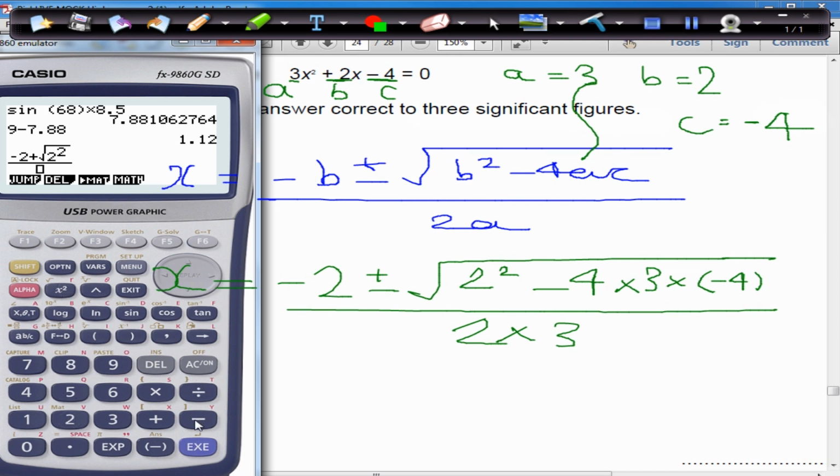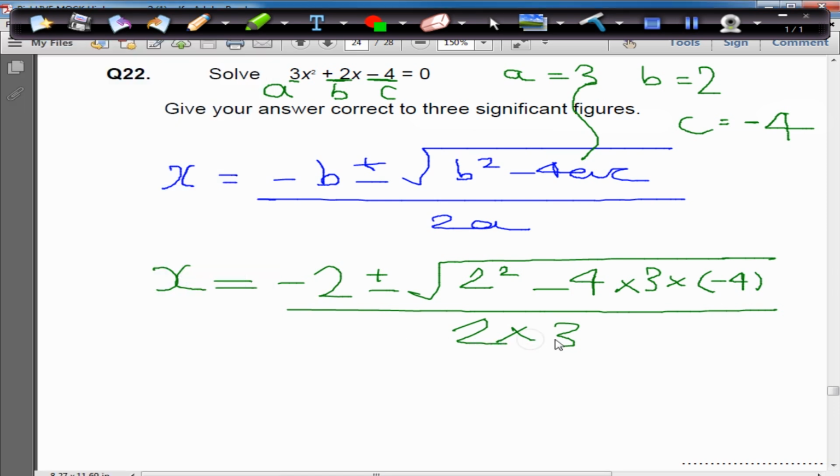2 squared. Take away 4 times 3 times little brackets now. Put the little baby minus in there, and the 4. Close the brackets. Are you happy with the top line now, yes? So this top line here matches this top line here. And then we use replay to bring the cursor down. And then on the bottom, what do you type on the bottom? 2 times 3.